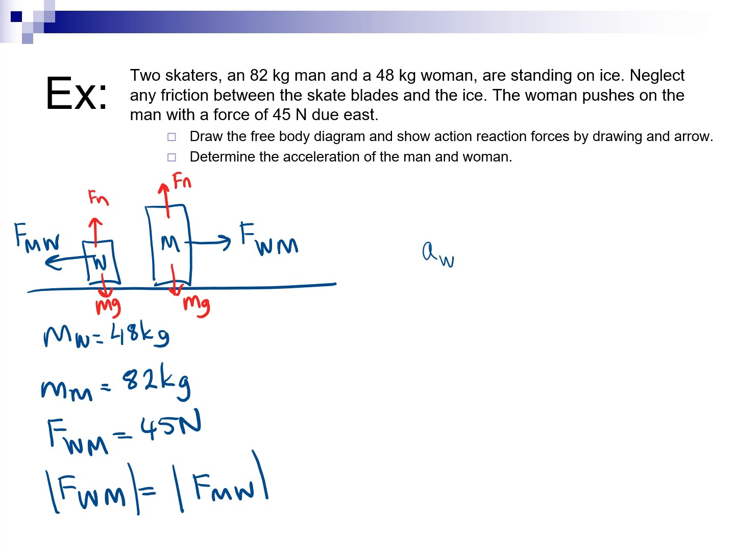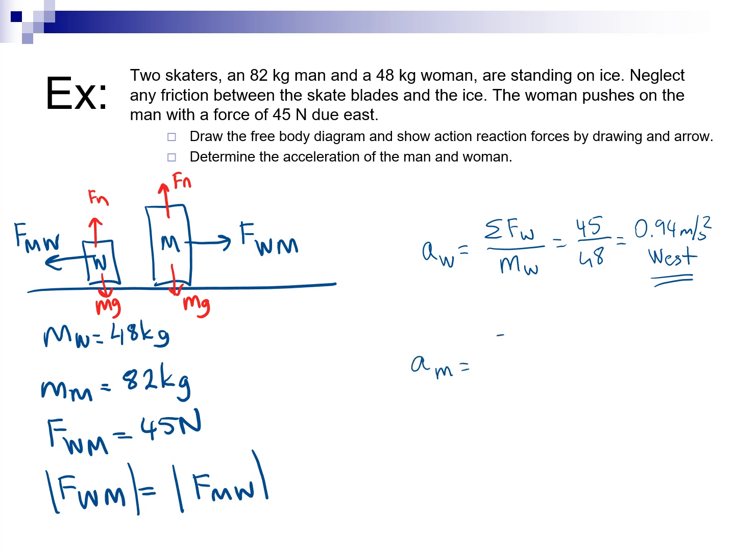Right? Acceleration of the woman is equal to net force of the woman divided by the mass of the woman. So plugging in the values, 45 over 48, checking this in calculator, we can find that this is 0.94 meters per second squared in the west direction. Same for the man.